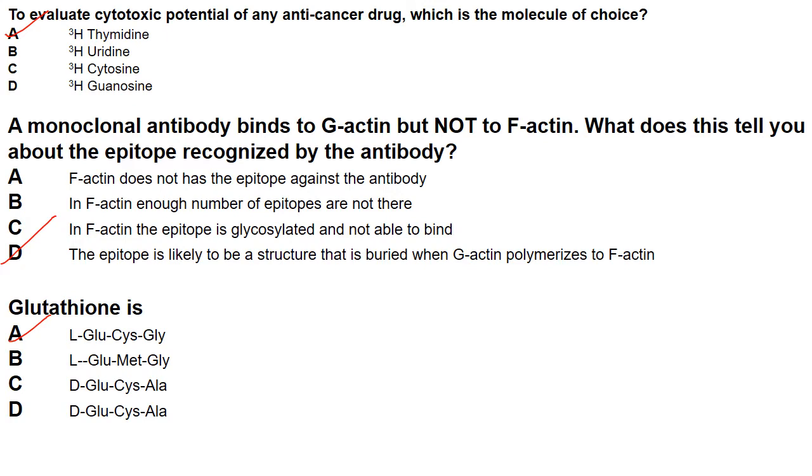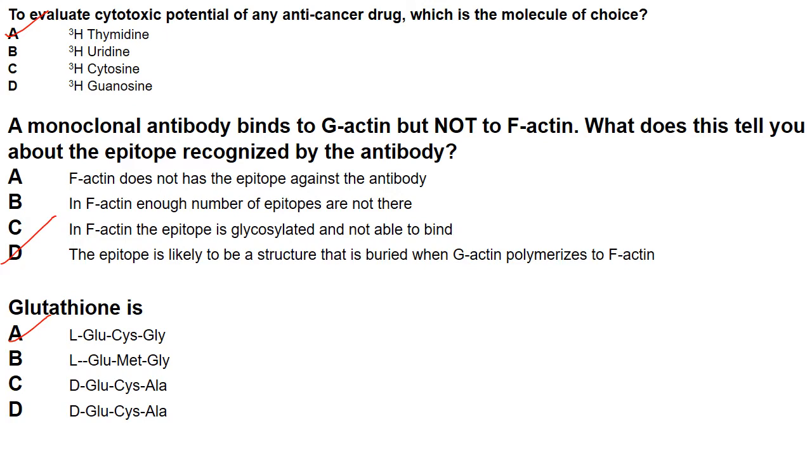Then next one. A monoclonal antibody binds to G-actin but not to F-actin. What does this tell you about the epitope recognized by the antibody? So the answer is option D. The epitope is likely to be a structure that is buried when G-actin polymerizes to F-actin.